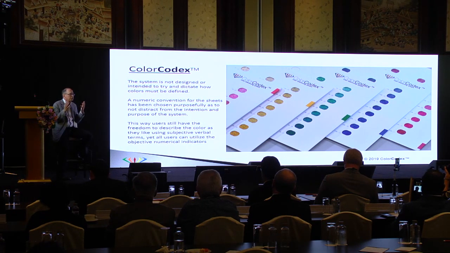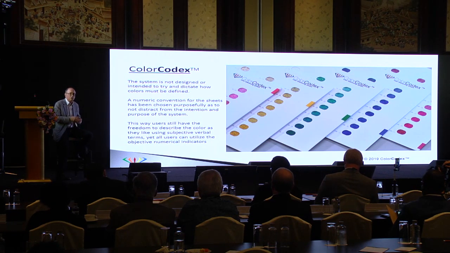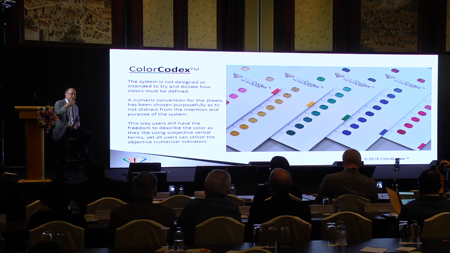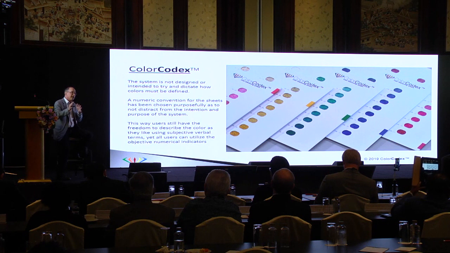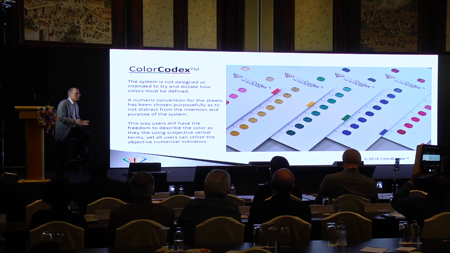I can use an example of something like a greenish yellow. Some people might call a particular color greenish yellow or slightly greenish yellow. Someone else may describe it as a green yellow. Someone may describe it as chartreuse. I didn't want the system to be complicated by that and to distract from the intended purpose. So as a result, I chose a numeric convention.